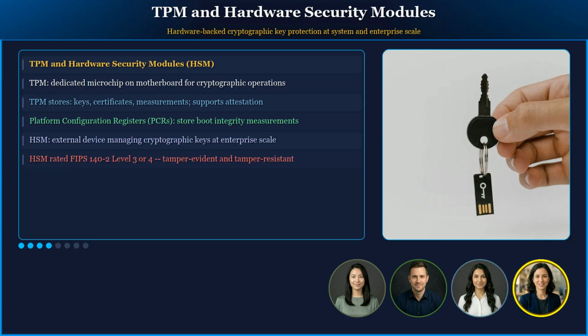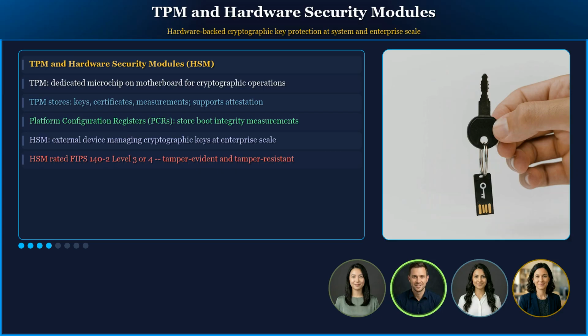The exam distinction: Trusted Platform Module is on the motherboard, protects one system, supports boot integrity and local key storage. Hardware Security Module is an enterprise device, manages keys for multiple systems, required for high assurance public key infrastructure and financial applications.